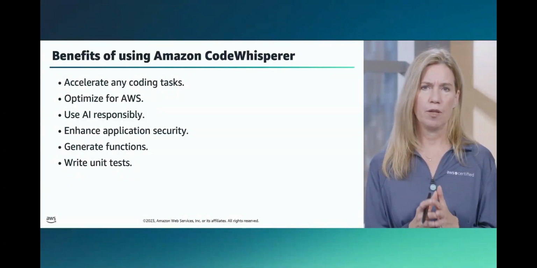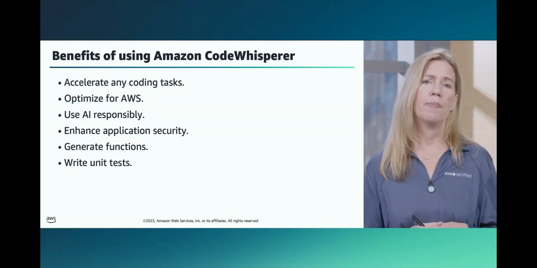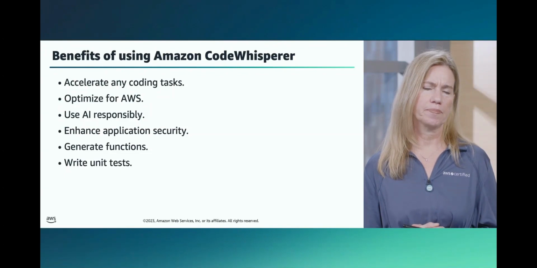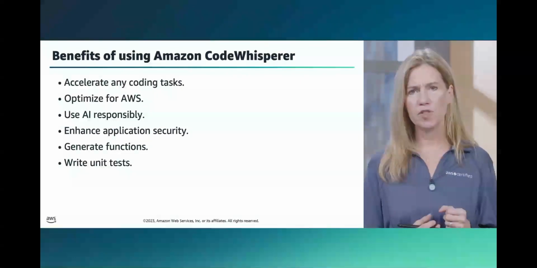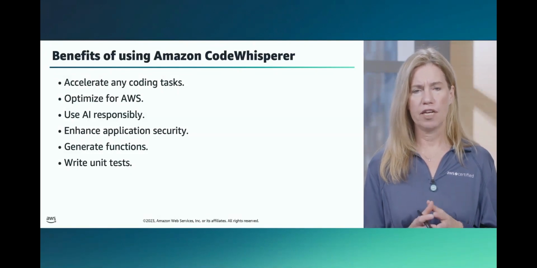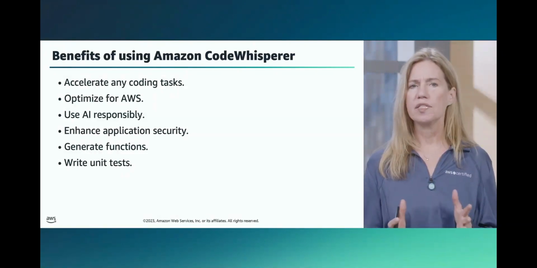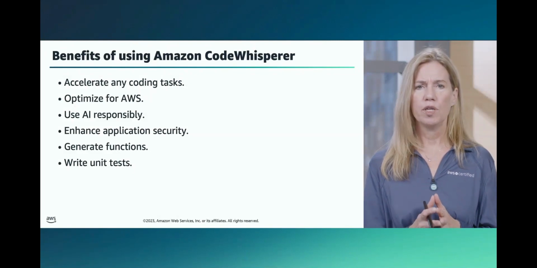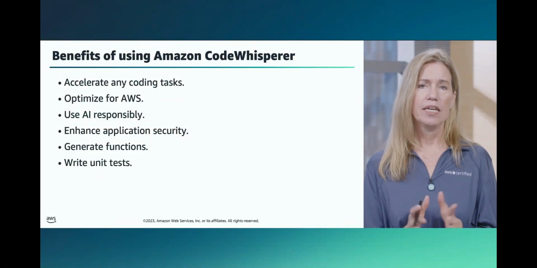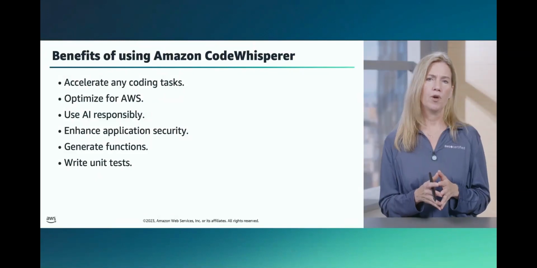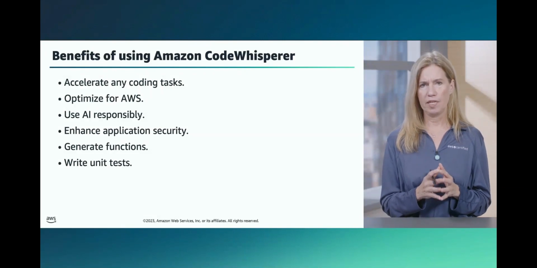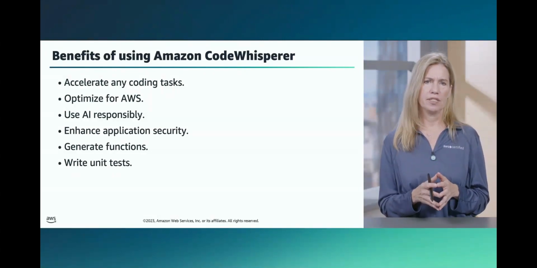CodeWhisperer helps developers use AI responsibly to avoid bias by filtering out code suggestions that might be considered biased and unfair. Additionally, CodeWhisperer also has a security scanner that helps mitigate security vulnerabilities, safeguarding the integrity of the code base. When scanning for security vulnerabilities, CodeWhisperer assesses your code against multiple sets of standards and best practices. These include the following: Open Worldwide Application Security Project, or OWASP, Crypto Library Best Practices, and AWS Security Standards.